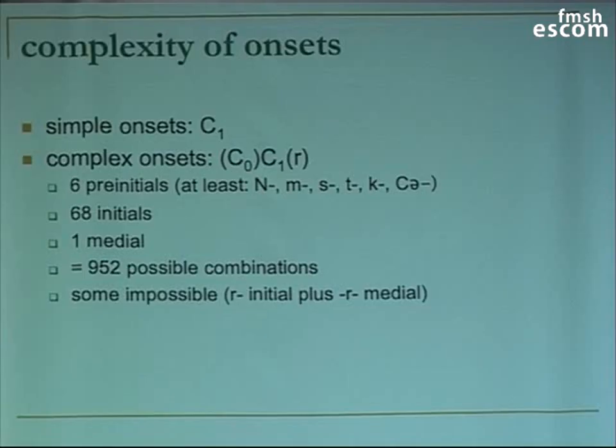That doesn't mean all these combinations are phonotactically possible. There will be combinations that are never attested, not even possible. For instance, it's very likely that you cannot have both an R initial and an R medial at the same time. So that is probably a gap. And there are most likely many other gaps in the table, but we don't know what they are. We would like to know what they are.